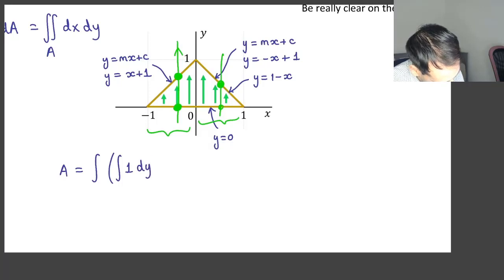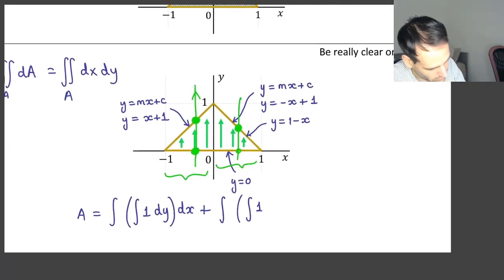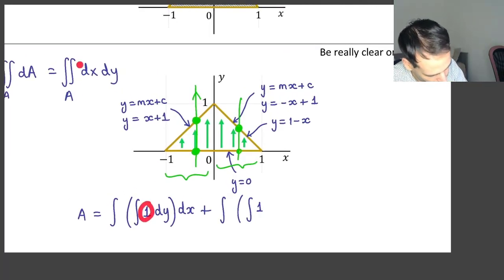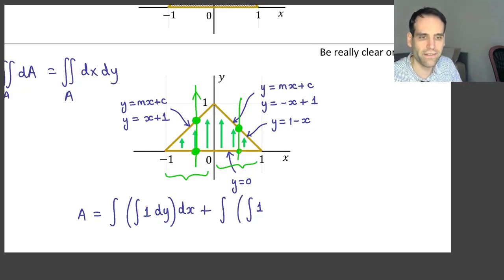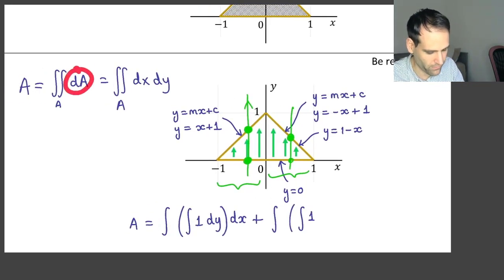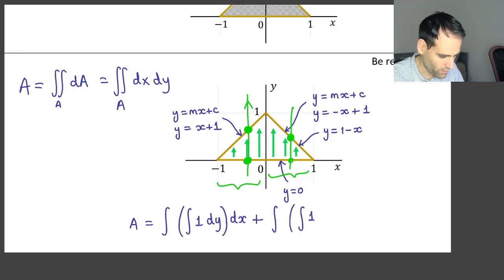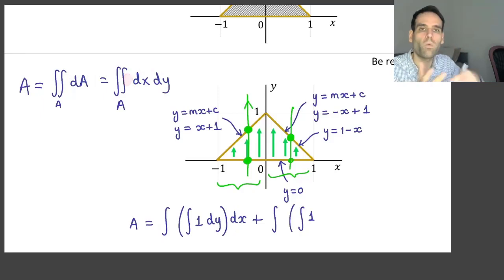We are first integrating along y and then along x, but we are doing it twice. The integrand is 1. Okay, I explicitly wrote it. Imagine that there is a 1 over there because we are integrating the differential of area, which is dx dy. So explicitly there is a 1 there.